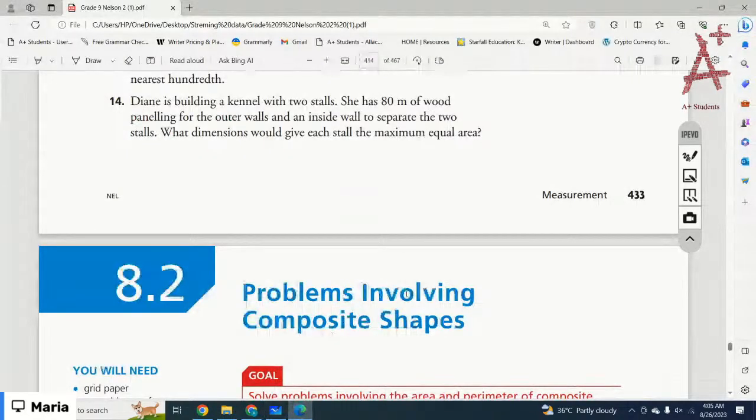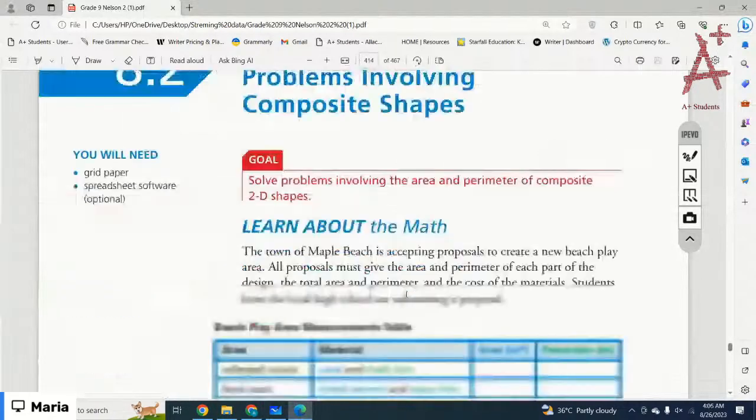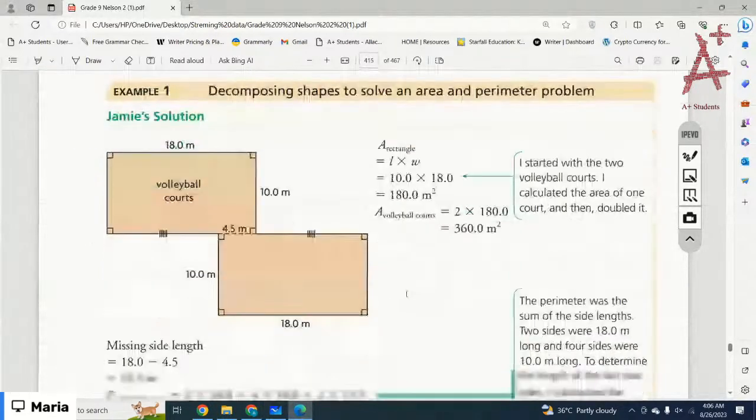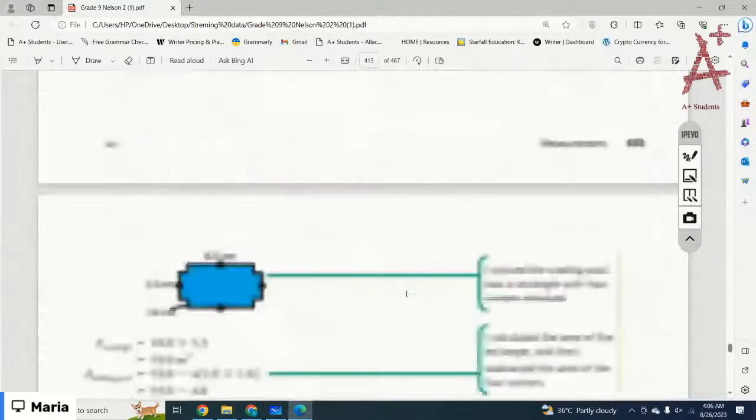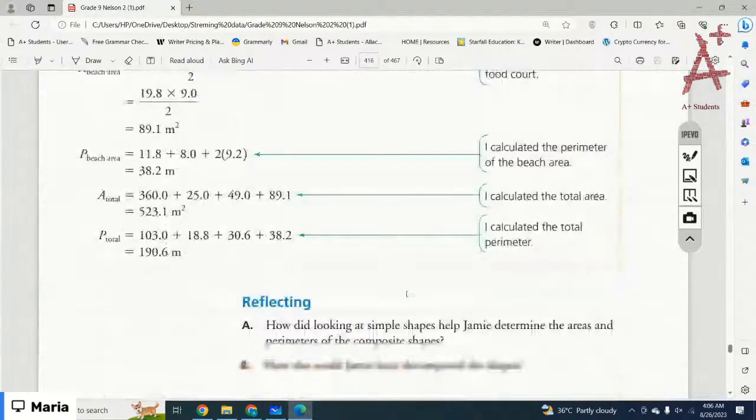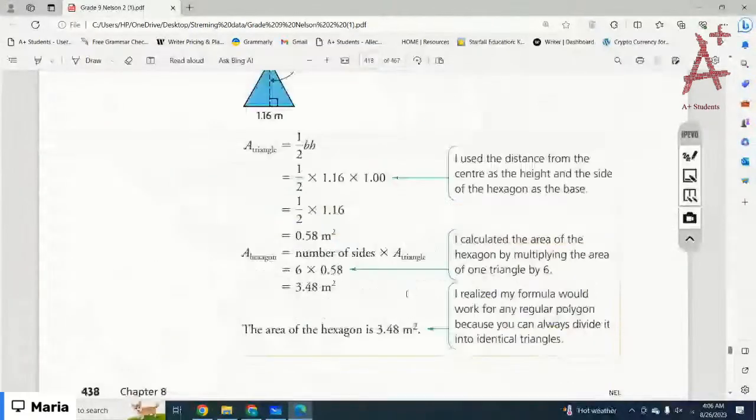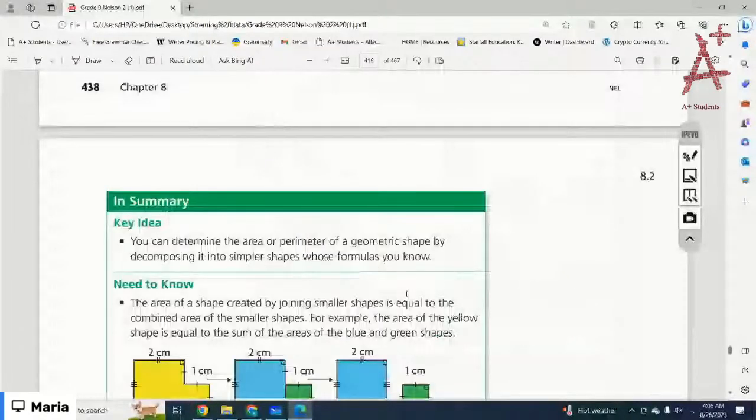Okay, here is the lesson. You can determine the area or perimeter of a geometric shape by decomposing it into simpler shapes whose formulas you know, right? That means if you are given a complex figure, you have to divide the figure into smaller shapes that you already know how to solve, and then you can solve those shapes.